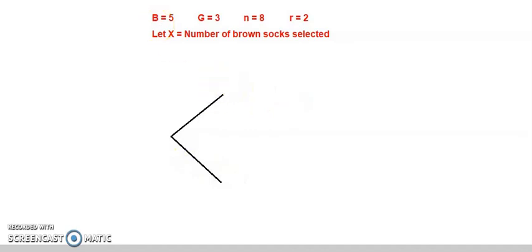Okay, so this is the first selection. Here we either choose brown socks or green socks. The second selection is also like this: either you choose brown socks or green socks. So this is also the same. Either we choose brown socks or we choose green socks.